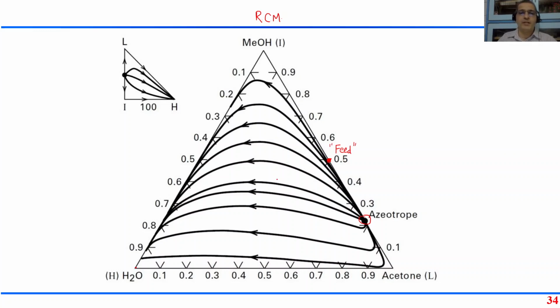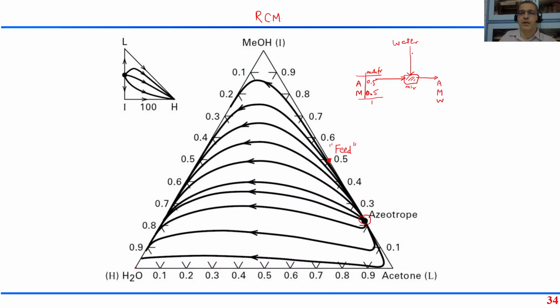Now think about a strategy. If you add water, what will happen to the mixture? What I have is an equimolar mixture of acetone and methanol, in terms of mole fraction, 0.5 and 0.5. Suppose I add water and I mix them together. Now my mixture will contain acetone, methanol and water, isn't it?